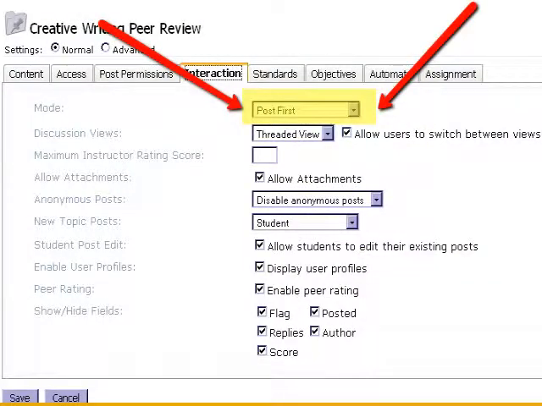The post-first mode in discussions in Angel might also assist in the encouragement of original thought, since students can only see their posts after posting themselves.